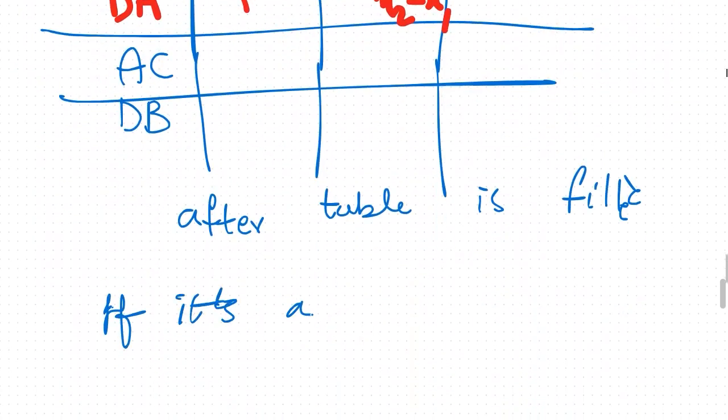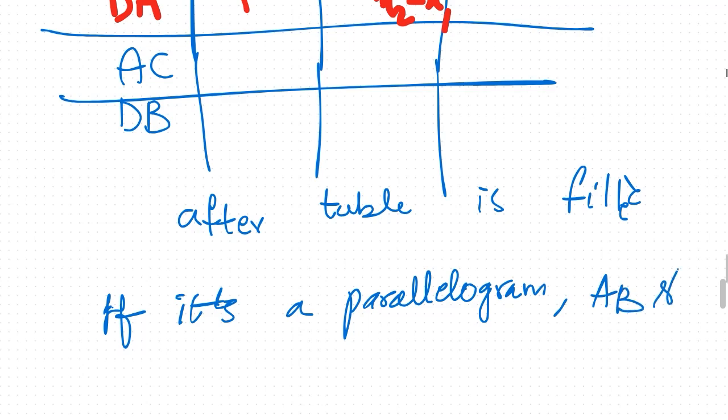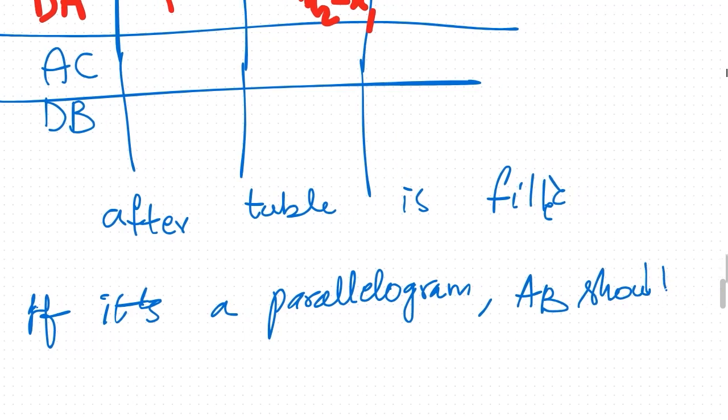So if it is a parallelogram, what is the next question? I'm writing it here for you. If it is a parallelogram, AB should match CD.